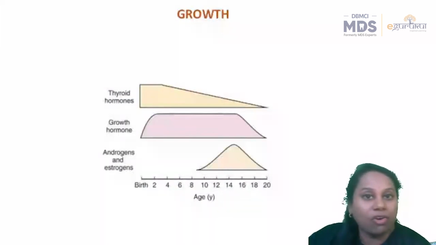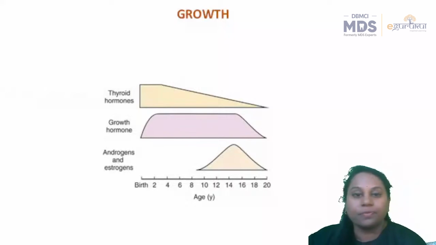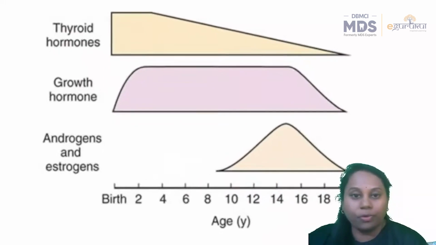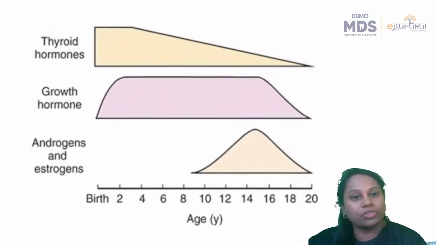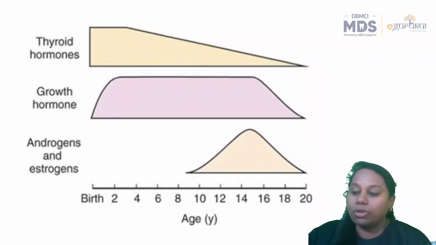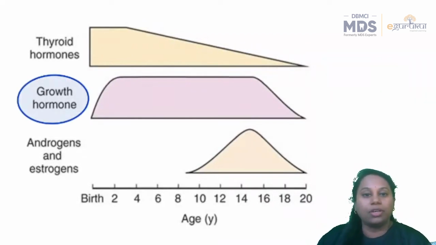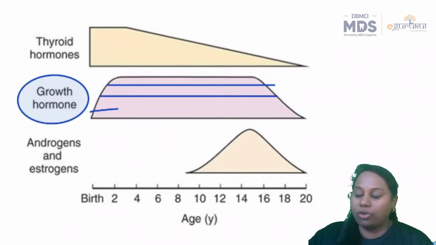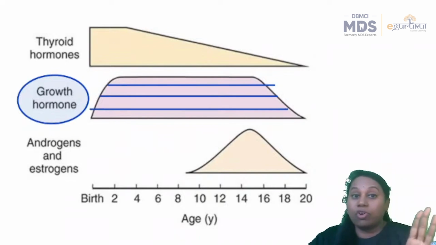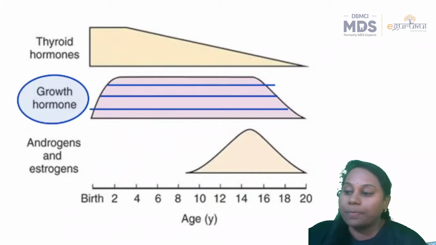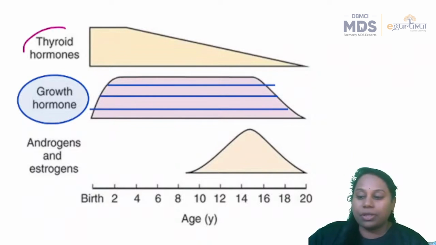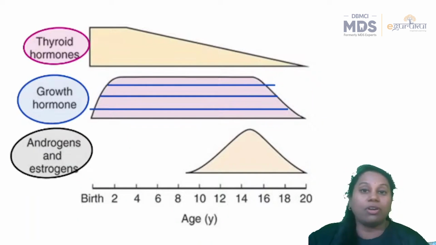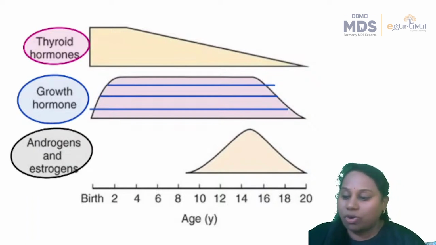What are the other hormones which regulate growth? Along with growth hormone, there are a few other hormones which also help in growth. Growth hormone helps in growth during your entire period of growth. From birth until you complete your growth, growth hormone levels are high. The other hormones which help in growth are thyroid hormone and androgens or estrogens, your sex hormones.